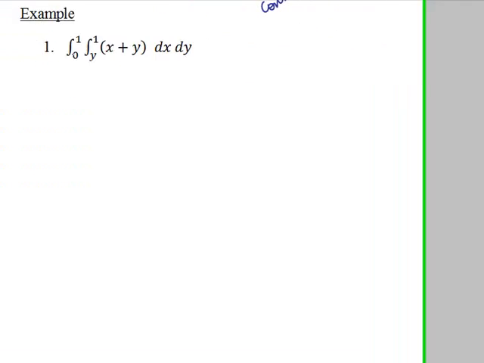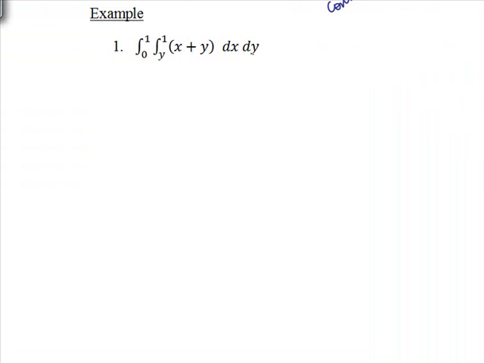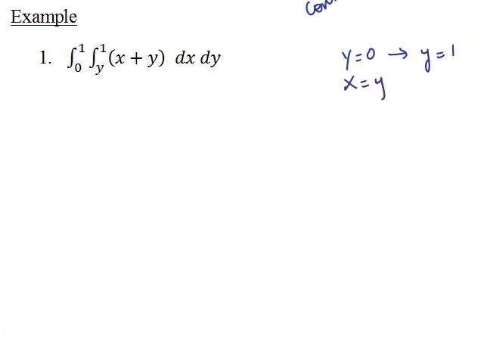So look at the limits. As you can see, this is dx dy, right? That's horizontally simple. Good? The y limit, so y goes from 0 to y equals 1. And x goes from y to x equals 1. These are the two limits we have. Outermost limits, y, 0 to 1. Innermost limits, x goes from y to 1.